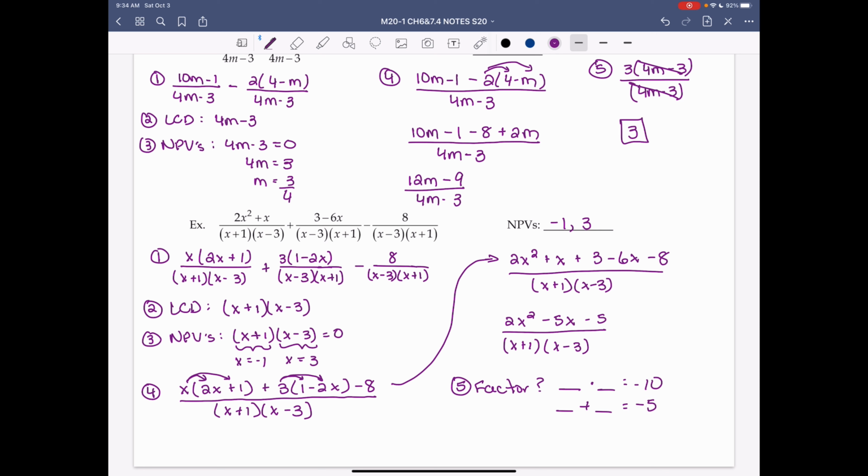Numbers that multiply to 10: 1 and 10, 2 and 5. One of them would have to be negative to multiply to a negative. If we had negative 1 and 10, those would add to positive 9. If we had negative 10 and 1, those would add to negative 9. If we had negative 2 and 5, those would add to 3. And if we had negative 5 and 2, those would add to negative 3. None of those work, so it's not factorable, which means our final answer is 2x squared minus 5x minus 5 over x plus 1, x minus 3.